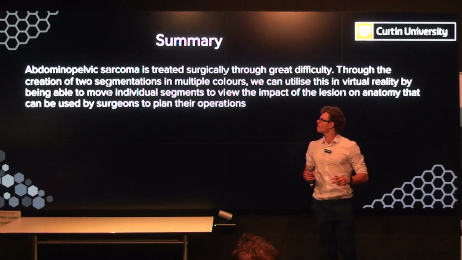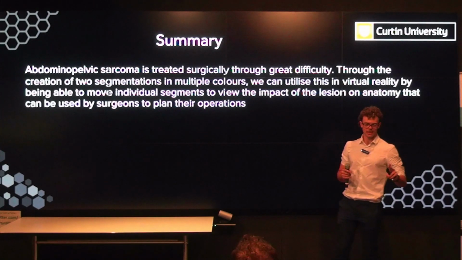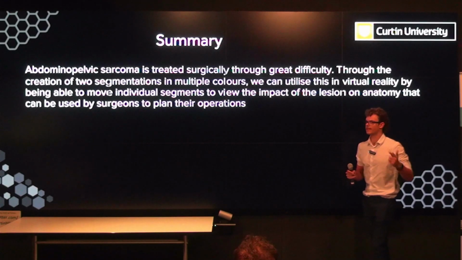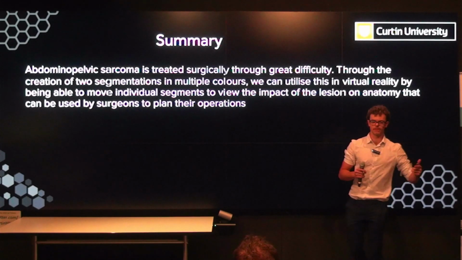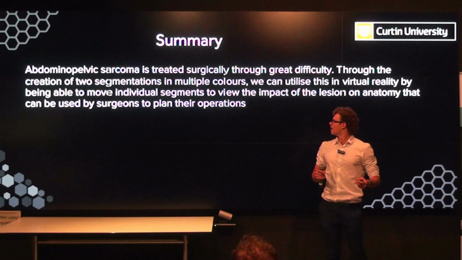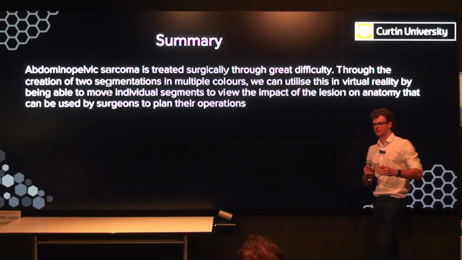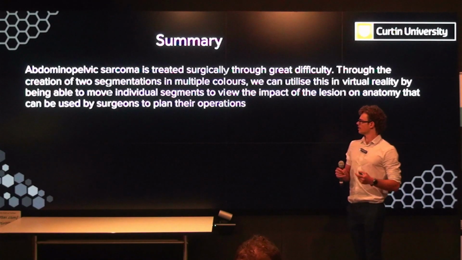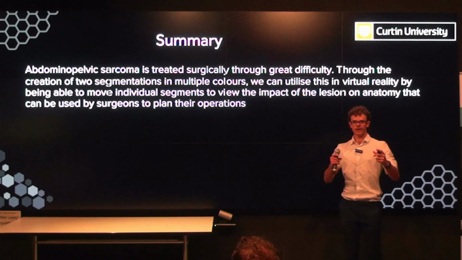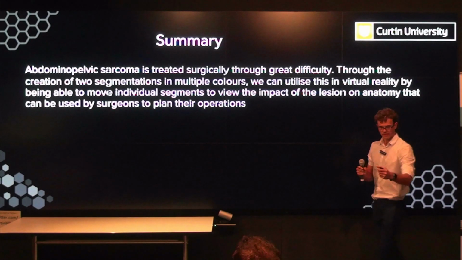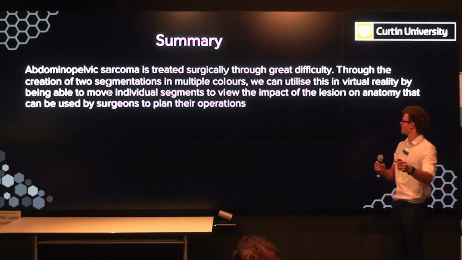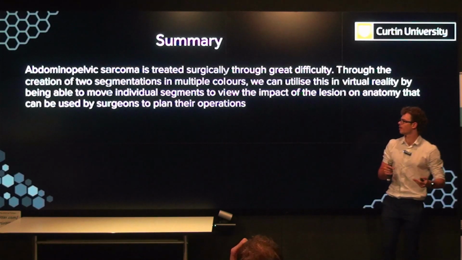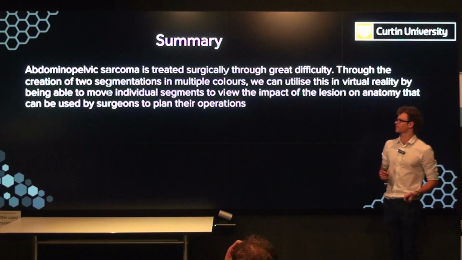So to summarize, we made two segmentations, automatic methods and semi-automatic methods. We found semi-automatic methods is probably what clinically should be done at this point in time. We did them in multiple colors so you can visualize different pieces of anatomy and their borders. And then we can utilize this in virtual reality to move an entire object around or an individual structure. You can pull it out, have a look, place it back. Hopefully this can be used by surgeons, with further improvement, to plan their operations and improve outcomes of patients.